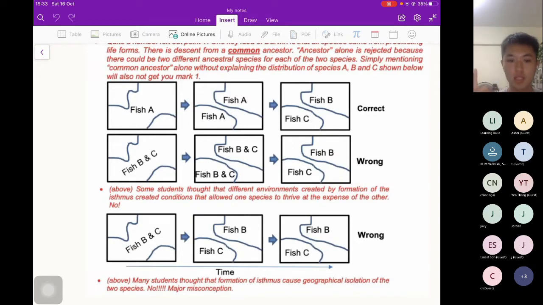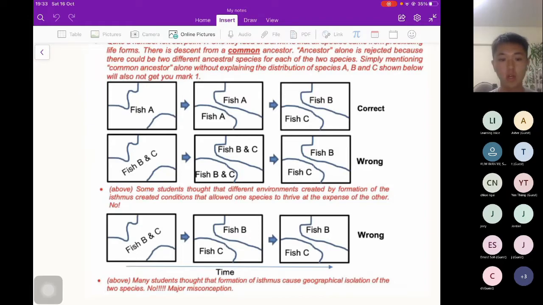come about from one ancestral population. The ancestral population here was fish A. Fish A got separated. Some fish A were at the top right corner, some fish A at the bottom left corner. After these two subpopulations of fish A got separated, they evolved independently of each other. One subpopulation of A formed fish B. One subpopulation of fish A evolved to fish C. That is the correct idea. Not the other two rows.